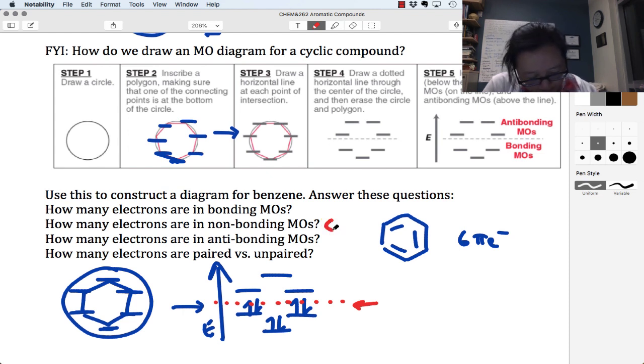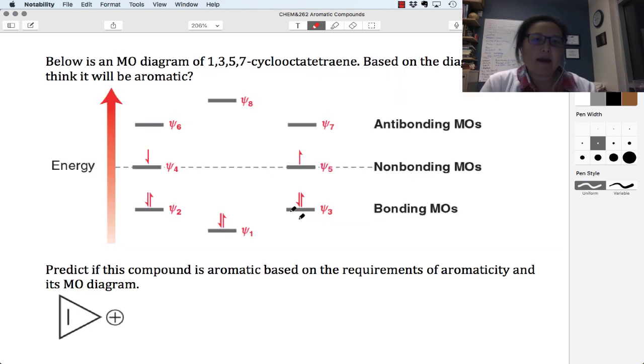Then how many are in antibonding MOs? So I don't see anything up here, so 0. And how many electrons are paired versus unpaired? So they're all paired. And that tells me, wow, that's pretty stable then. They're all pretty happy paired. We see 1, 3, 5, 7. Wow, what a name.